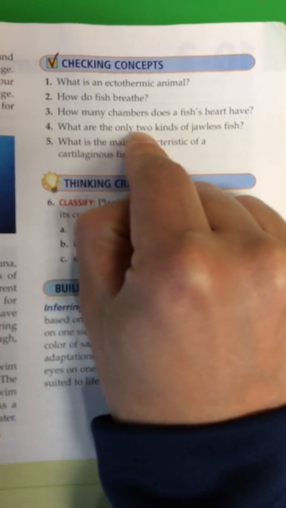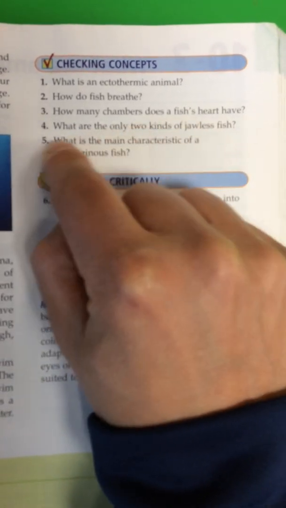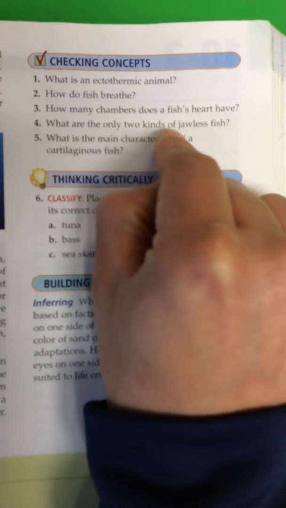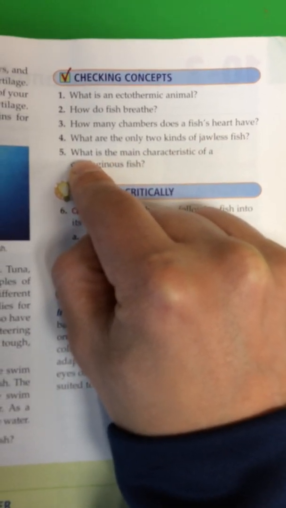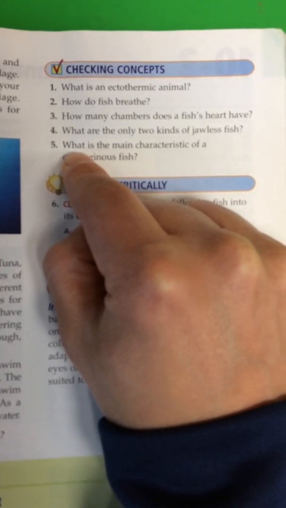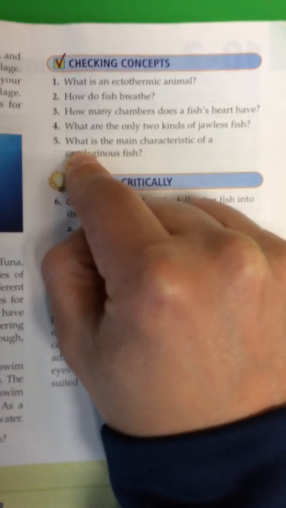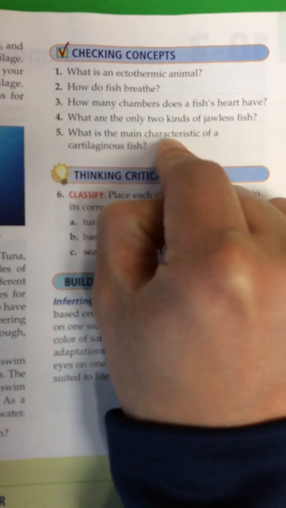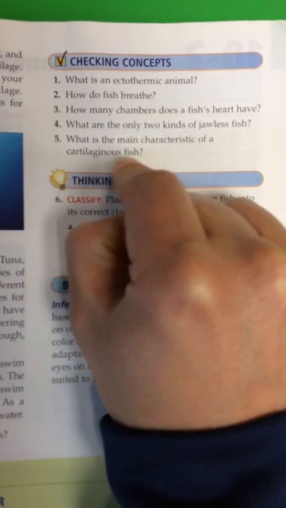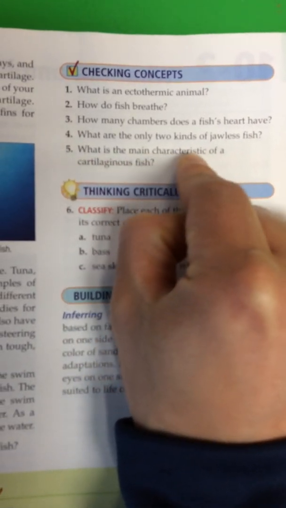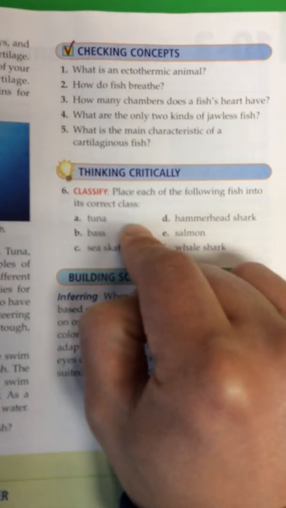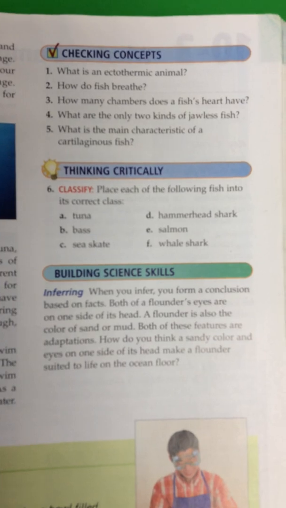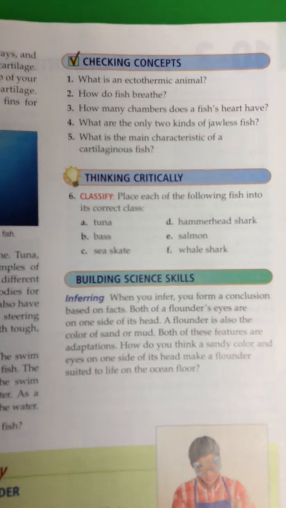What are the only two kinds of jawless fish? This is number 4. The only two kinds of jawless fish are blank and blank. Number 5. What is the main characteristic of a cartilaginous fish? The main characteristic of a cartilaginous fish is blank.